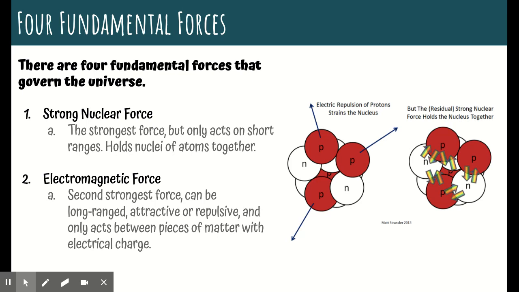So we have four fundamental forces that govern our entire universe. If these four forces are altered in any way at all, it would literally change the structure of the entire universe. The first one is your strong nuclear force. These are the strongest forces. They only act on a very short range, though, so we're talking the space between subatomic particles. They hold the nuclei of atoms together, which is what keeps your protons and neutrons together within the center of an atom.